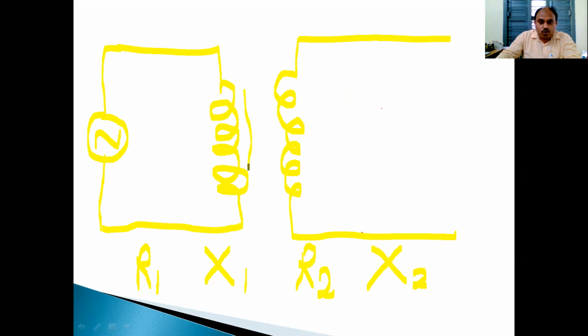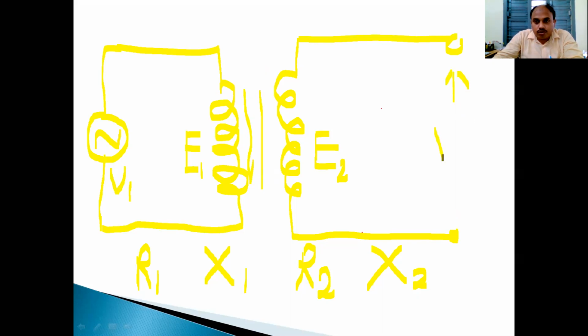The core is represented by 2 parallel lines in the transformer. Primary coil and secondary coil, these two coils are linked with the help of the core. The applied voltage is represented with V1. The induced EMF in the primary coil is represented with E1. The induced EMF in the secondary coil is represented with E2. The terminal voltage of the transformer is represented with V2.